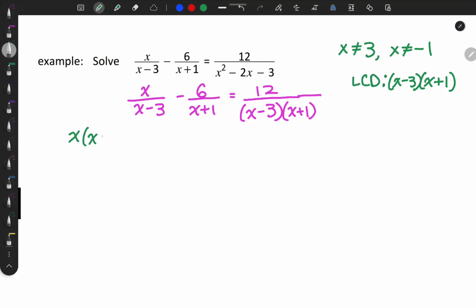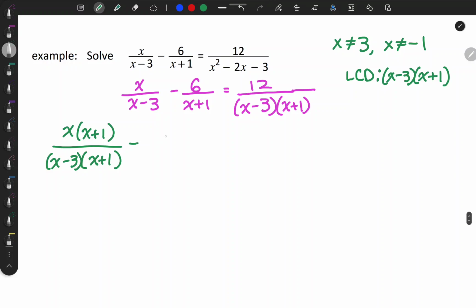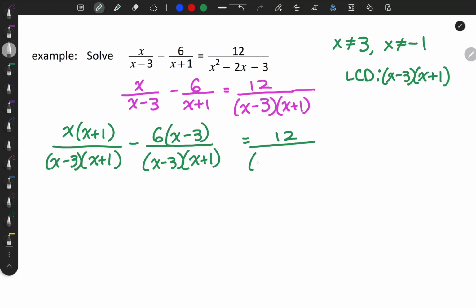So x times (x plus 1) over (x minus 3) times (x plus 1), minus our second one already has an x plus 1, so I should multiply by x minus 3 over (x minus 3) times (x plus 1). And that's equal to, our right side already has the LCD, 12 over (x minus 3) times (x plus 1).